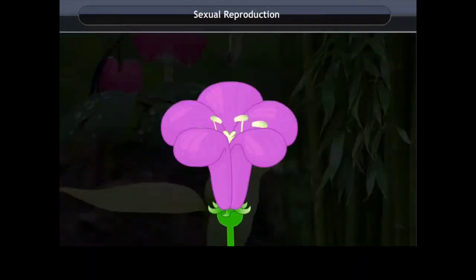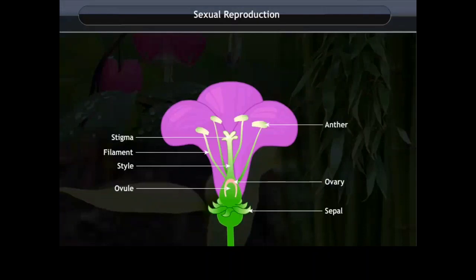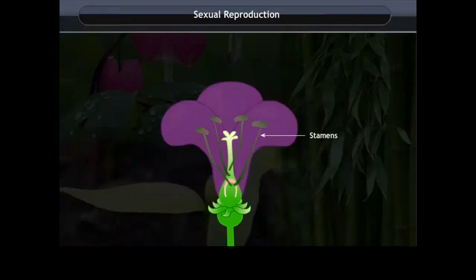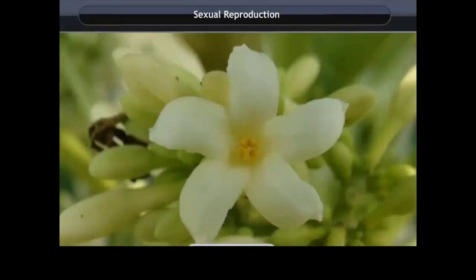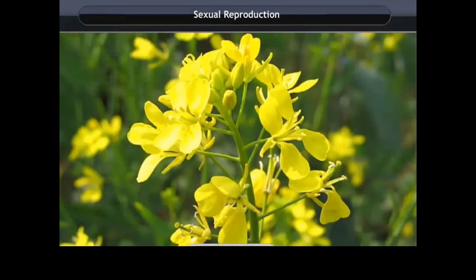Sexual reproduction. We know that flowers are the reproductive part of a plant. It contains the stamens, which are the male part, and the pistil, which is the female part. This is a papaya flower. It contains either the stamen or the pistil. That is, they behave like either male or female flowers. Such flowers are called unisexual flowers, whereas plants like rose and mustard have both stamen and pistil. Hence, they are called bisexual flowers.